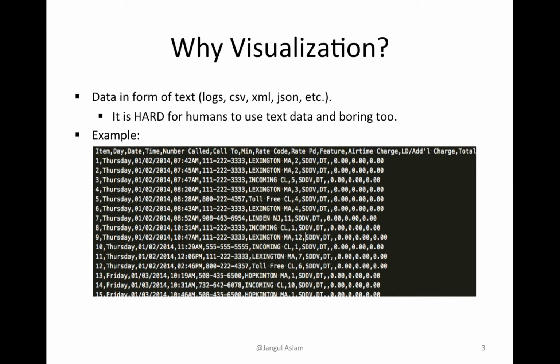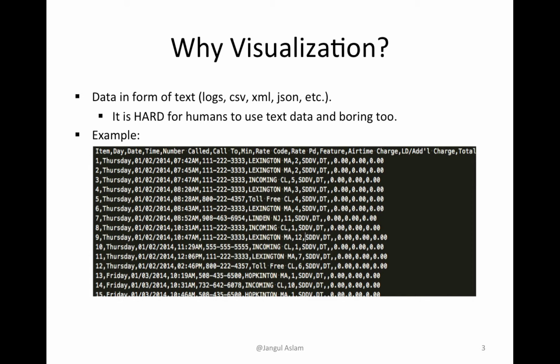So why visualization? If you look at our data, our information, any kind of information, is mostly in some text form, like in logs, CSV file, XML, JSON data, and it is very hard for humans to look at this text and analyze it. It's a very tough job, boring job too. Here is an example. I'm looking at a phone record, in which the first line is the column names, and the second line and beyond are the data for each column.